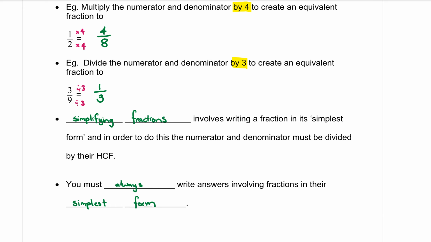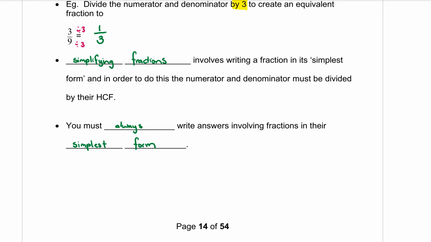Simplifying fractions involves writing fractions in their simplest form, and in order to do this, the numerator and the denominator must be divided by their highest common factor. Okay, so we're dividing to make the fraction as small as possible without going into decimal numbers. You must always write answers involving fractions in their simplest form.